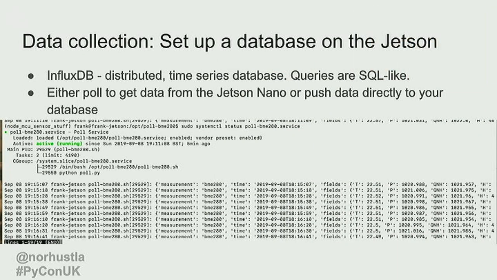As soon as you've got your data, though, you want to send it somewhere. So I've started using InfluxDB. It's really nice for ingesting time series data. It's a distributed database with SQL-like queries, so it's very easy to get up and going with it if you're familiar with SQL. And there's two ways to get data into the database. You either pull from your node device that I described, or you push data directly to your database from the node device.